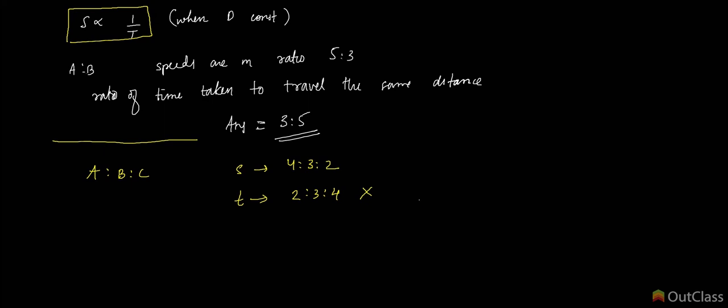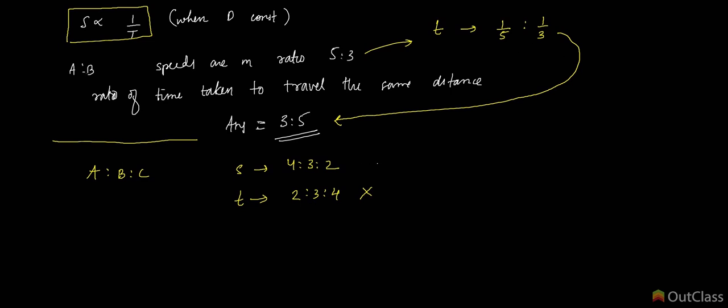Speed is inversely proportional to time. So the speeds are in the ratio 5 is to 3. What happens is that the times are in the ratio 1 by 5 is to 1 by 3 because of inverse proportionality. And when you simplify this, you get 3 is to 5. That is how we are ending up with the terms in the ratio reversed. The order of the terms is reversed. It's because of the reciprocals.